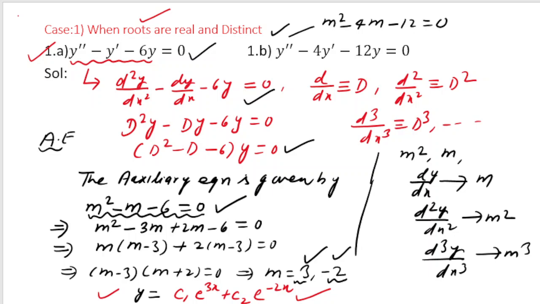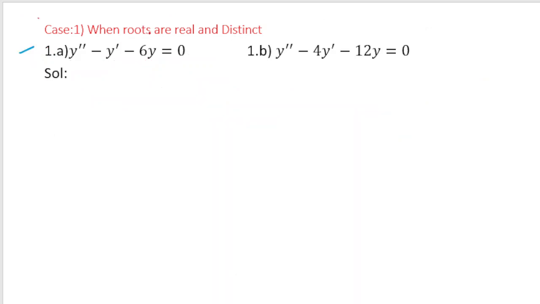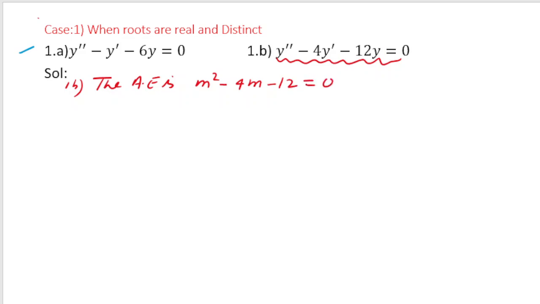Now let us solve the second problem, that is 1b. To solve this problem we have to follow the same process. So what is step number 1? The auxiliary equation, as I am solving question number 1b, is: y double dash gives m square, minus 4y dash gives 4m, and minus 12. There is no derivative of y, so m to the power 0, which we are not writing, and that is equal to 0.